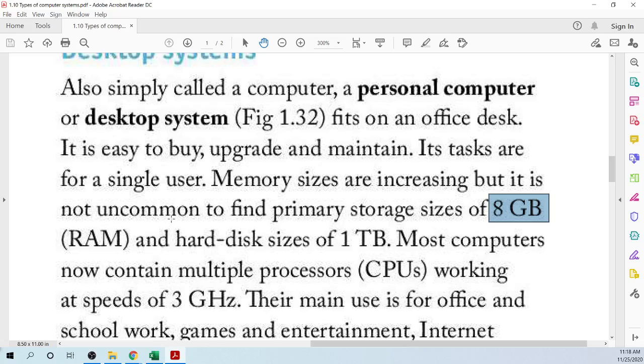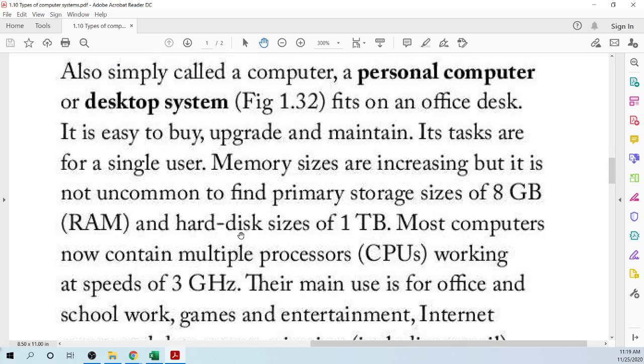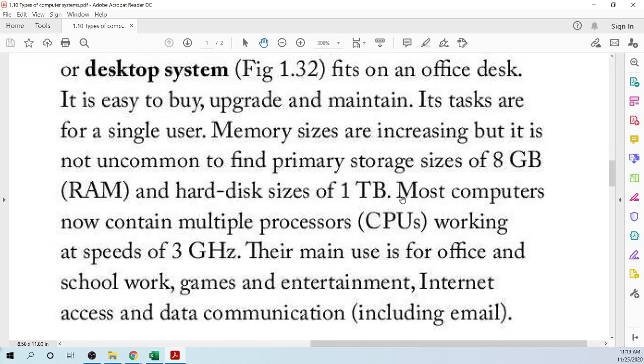Now, in terms of hard drive, you would mostly see 1 terabyte hard drives. But you might still see smaller sizes, maybe a 512 megabyte hard drive, and so on. Now, most computers can contain multiple processors working at speeds of 3 gigahertz. I think we looked at how CPU is measured in terms of processing.